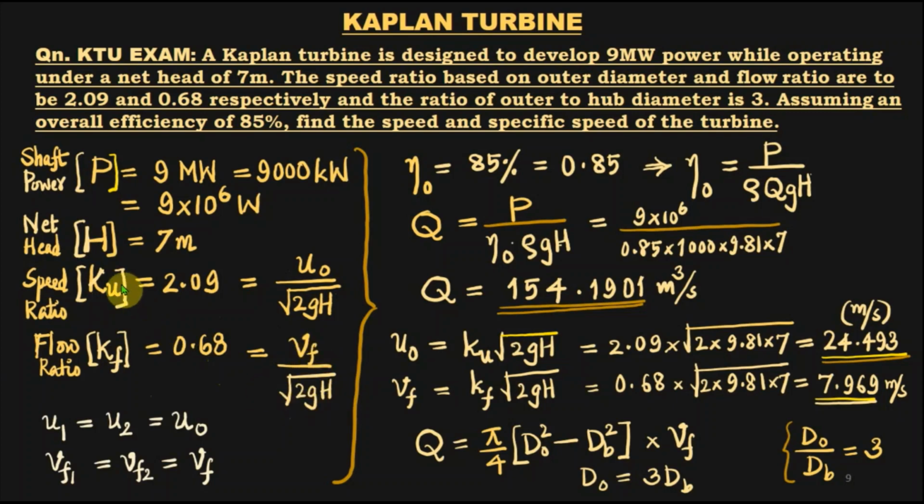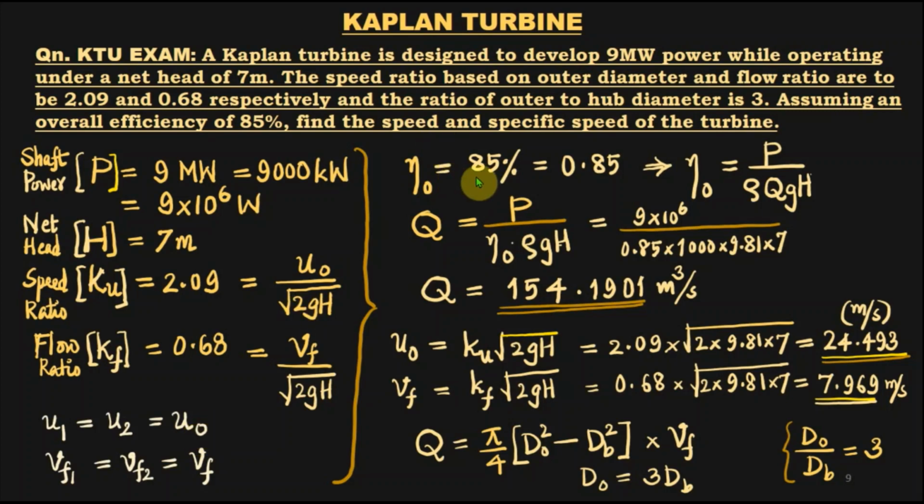From the speed ratio and flow ratio, we will be in a position to find out U0 and Vf. What is U0? That is the tangential velocity of the runner based on the outer diameter, that is pi D0 N by 60. And Vf, that is the axial flow velocity, which of course at inlet and outlet are the same. Vf1 is equal to Vf2 is equal to Vf. Also we know that U1 is equal to U2, that is tangential velocity at inlet and outlet of the blade, which is equal to U0.